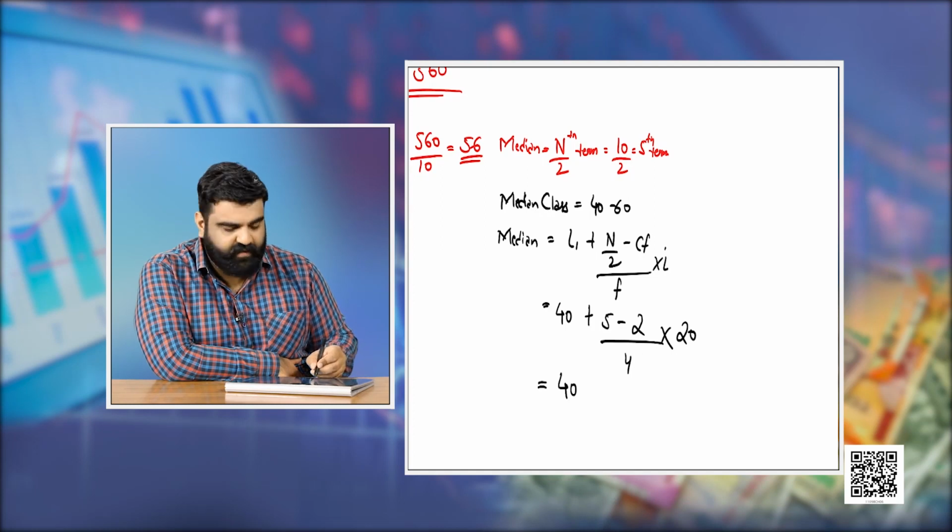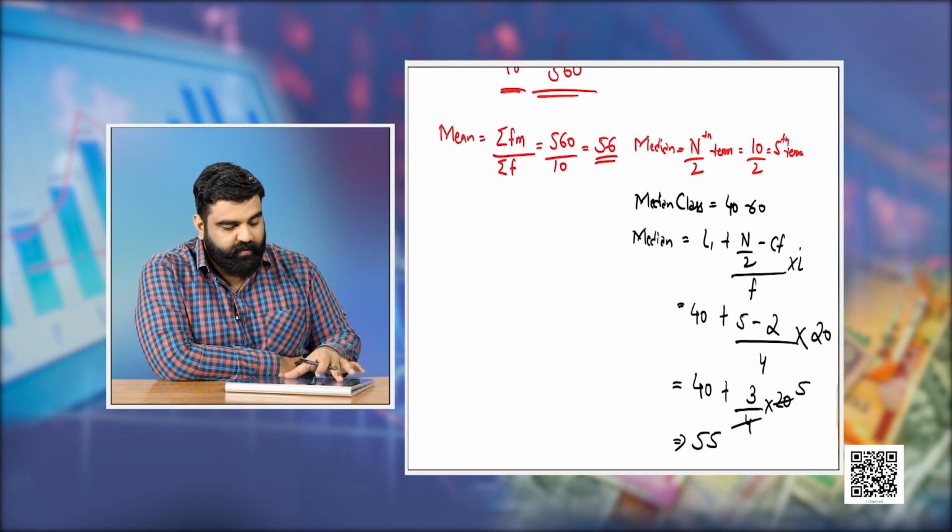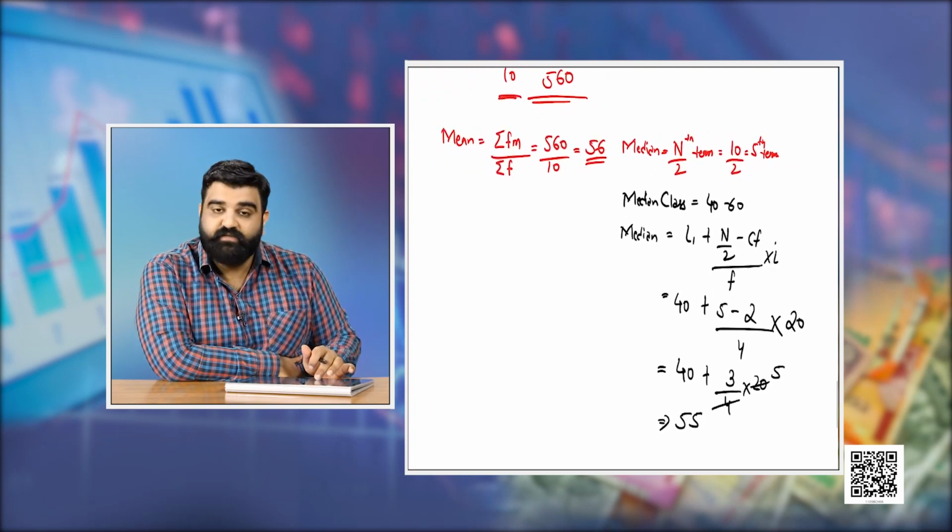So, let us write the answer for this. So, 3 upon 4 into 20. This will give us 5. So, the answer to median will be 55. So, our mean is 56 and our median is 55.